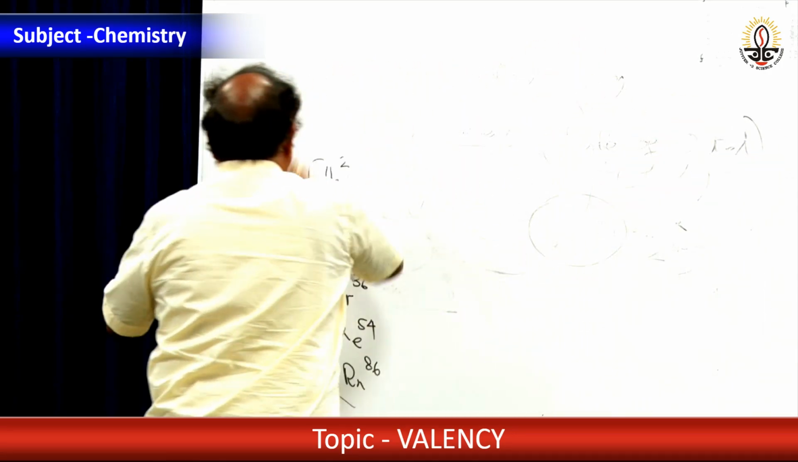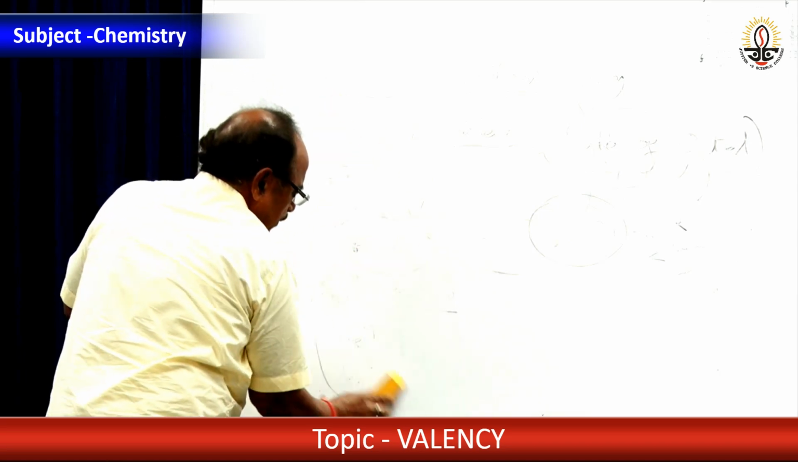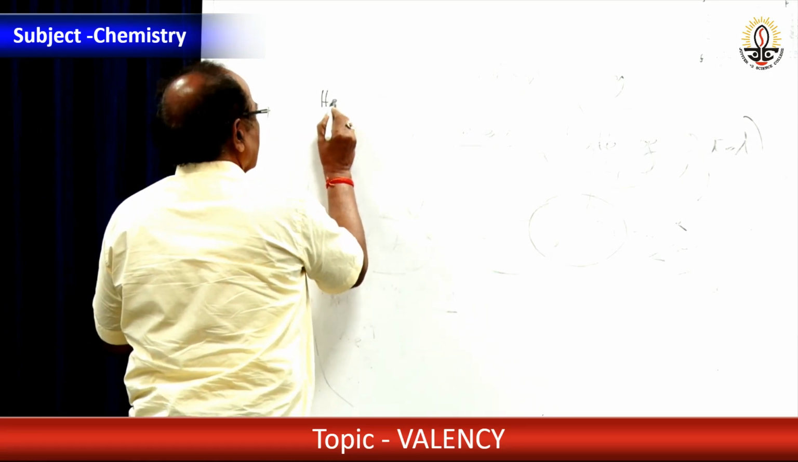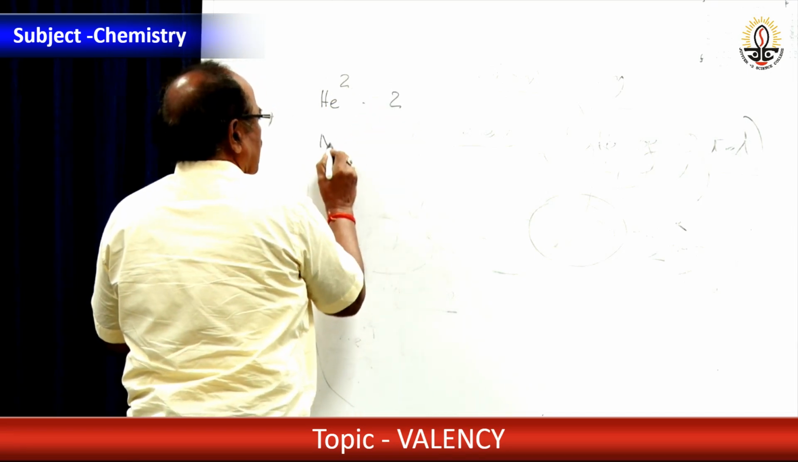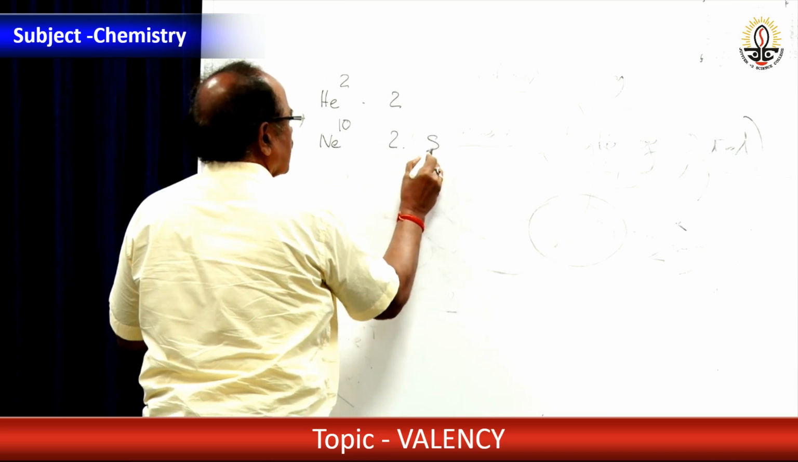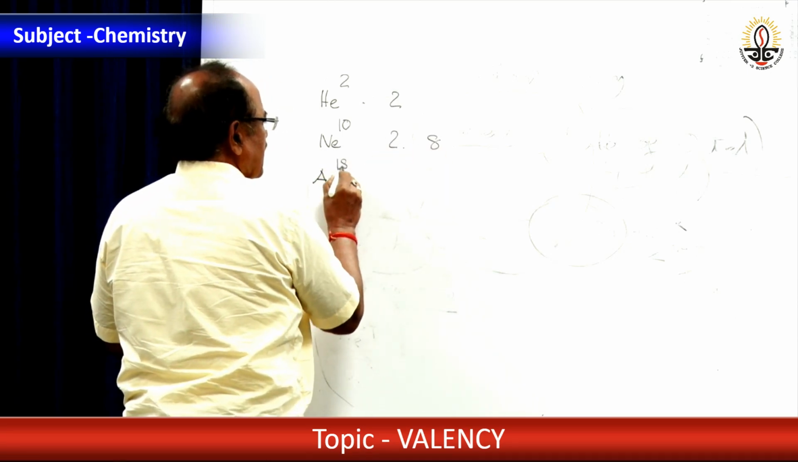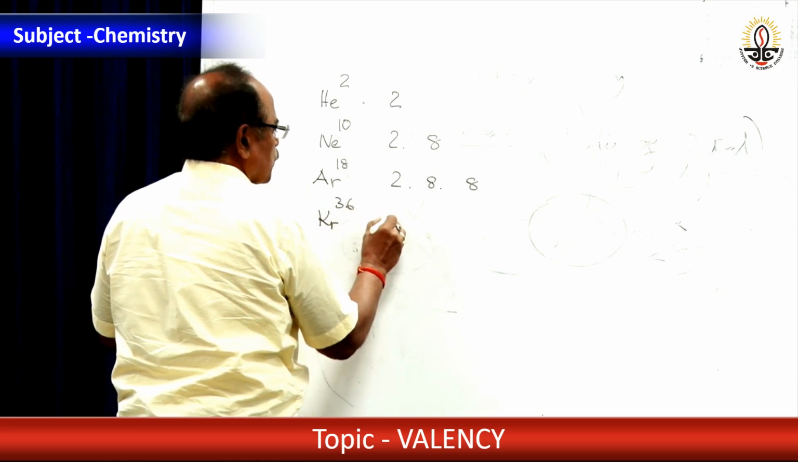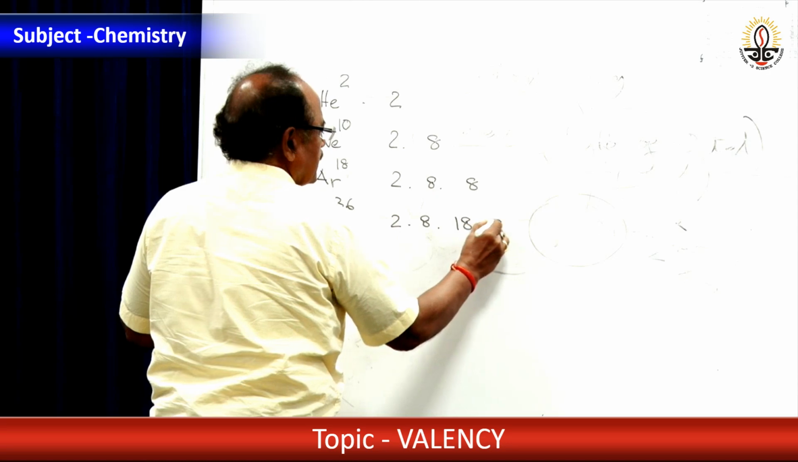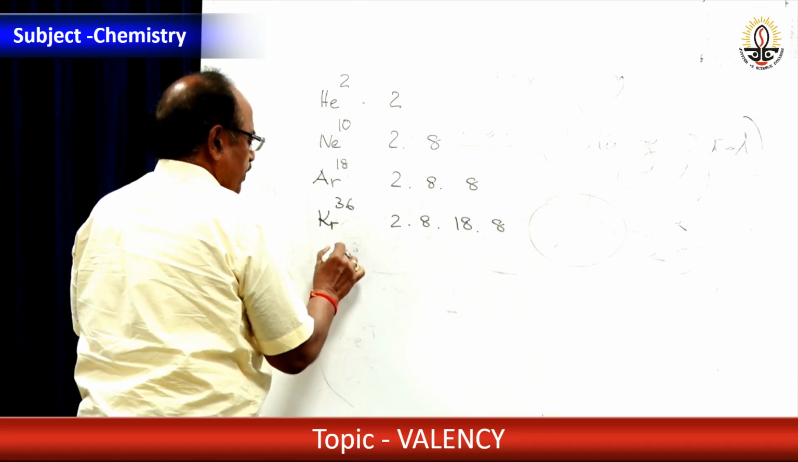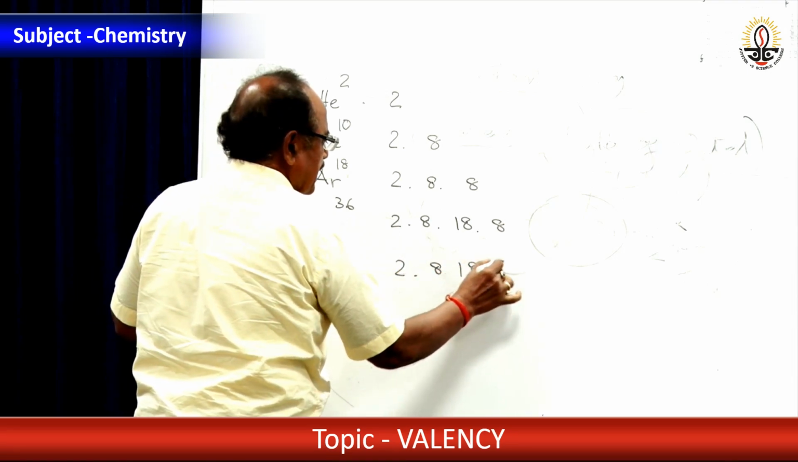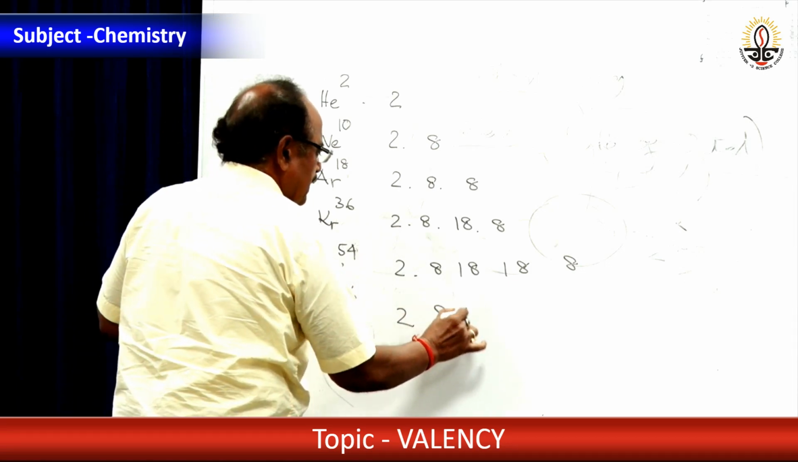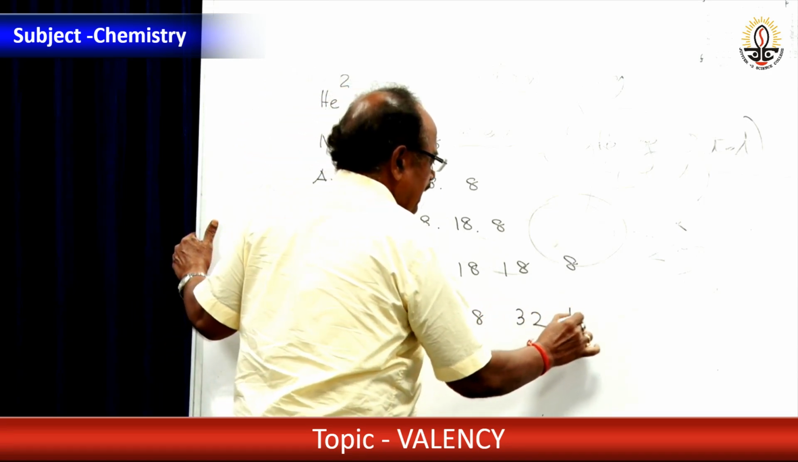Helium, neon, argon, krypton, xenon and radon. He found one coherence in all of them. Helium, atomic number 2, has 2 electrons. Neon, 10, has 2, 8. Argon, 18, is 2, 8, 8. Krypton, 36, is 2, 8, 18, 8. Xenon, 54, is 2, 8, 18, 18, 8. Radon, 86, is 2, 8, 18, 32, 18, 8.